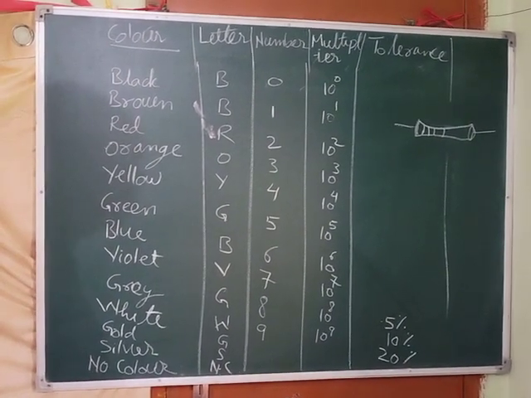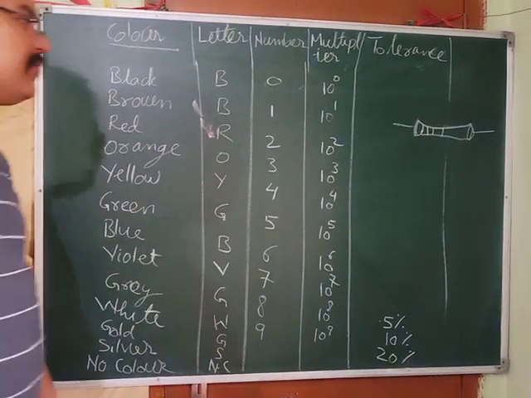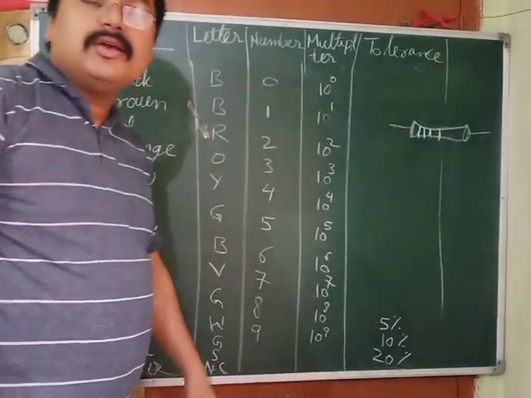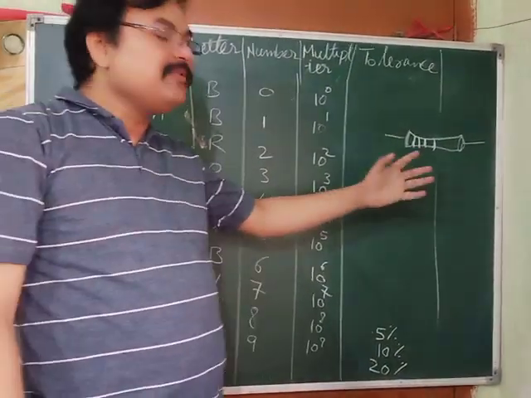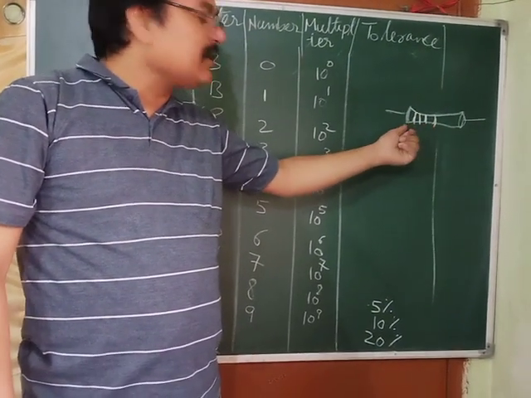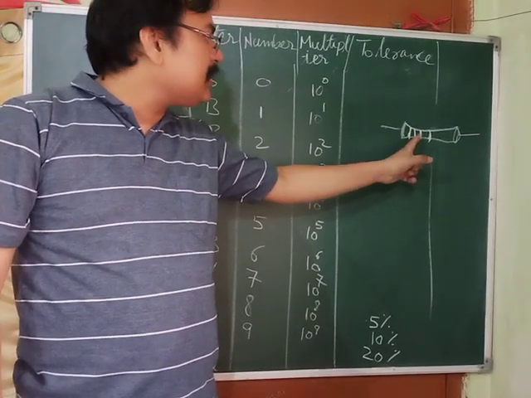Okay. Now suppose you got a resistance in which there are 4 rings: 1, 2, 3, 4 rings are there. You might be thinking, sir, from which side we should start counting? You will start counting from the side from where these rings are nearer. So this is first, this is second, this is third, this is fourth.